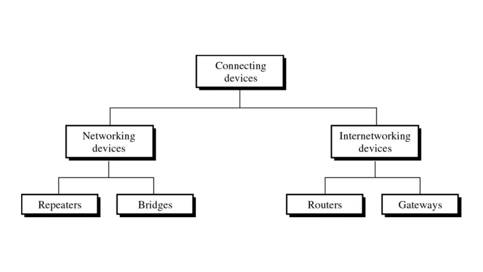Generally, the connecting devices are classified into networking devices and internetworking devices. The networking devices are two: one is the repeater, another one is the bridge. The internetworking devices are routers and gateways. Now we will see them one by one. The first one is the repeater.